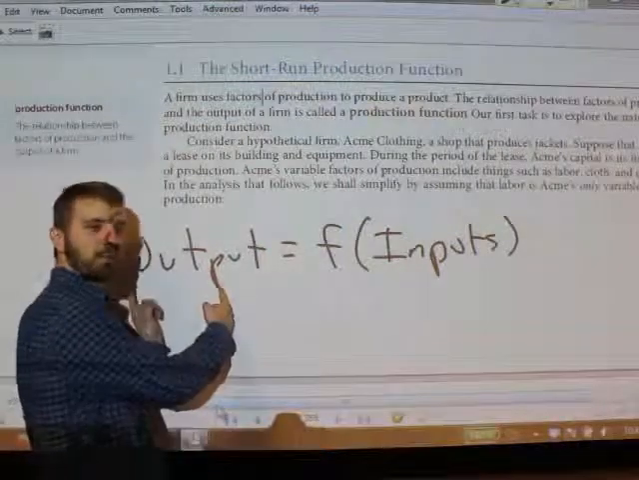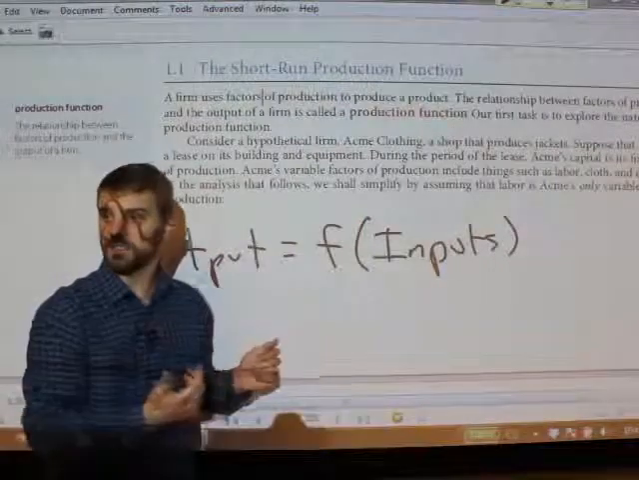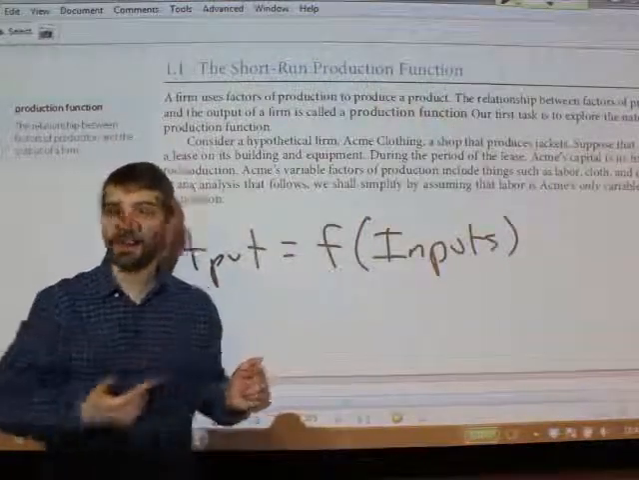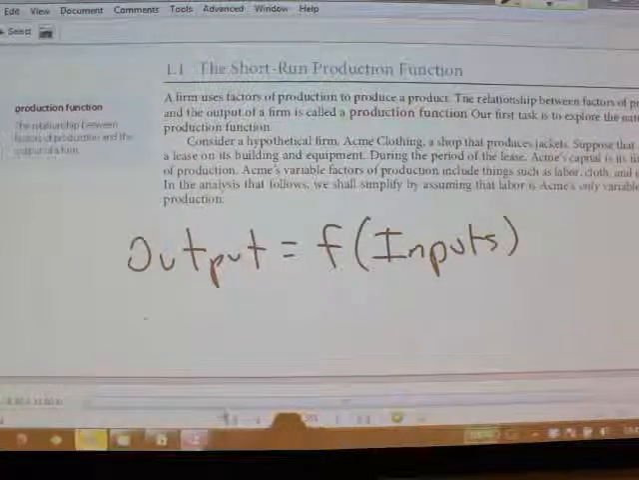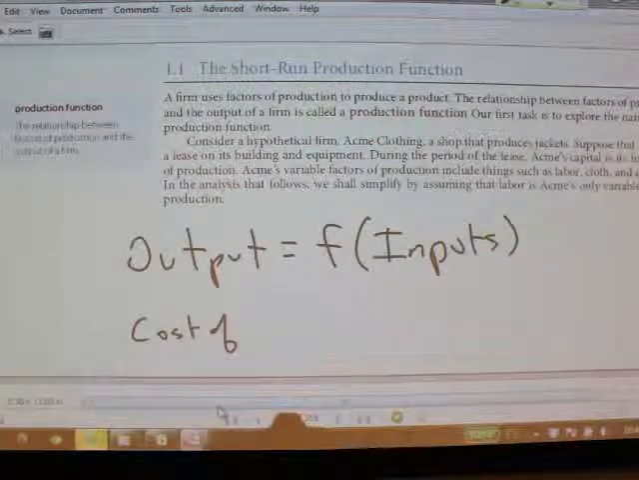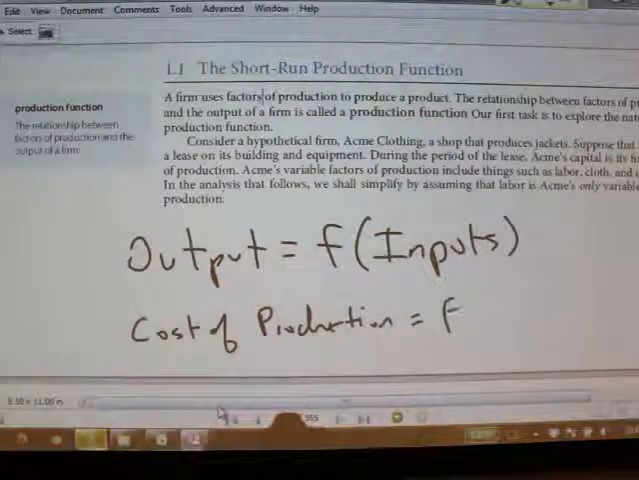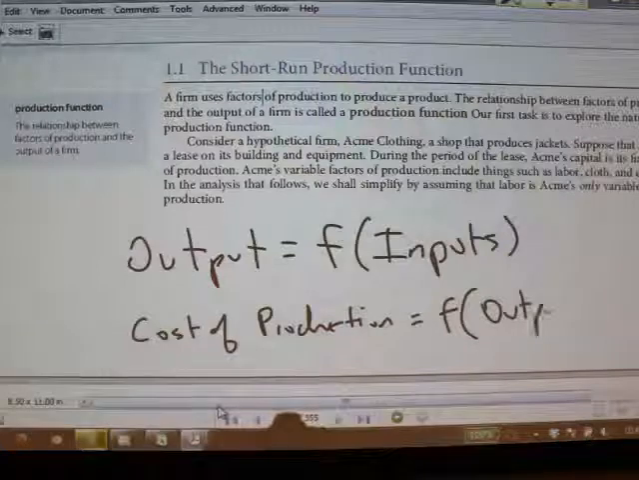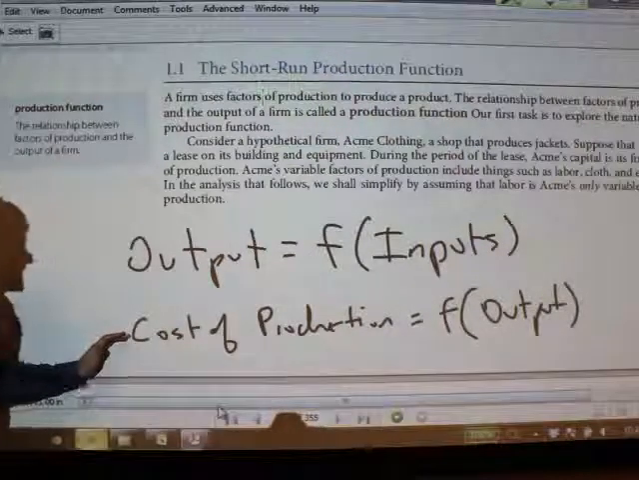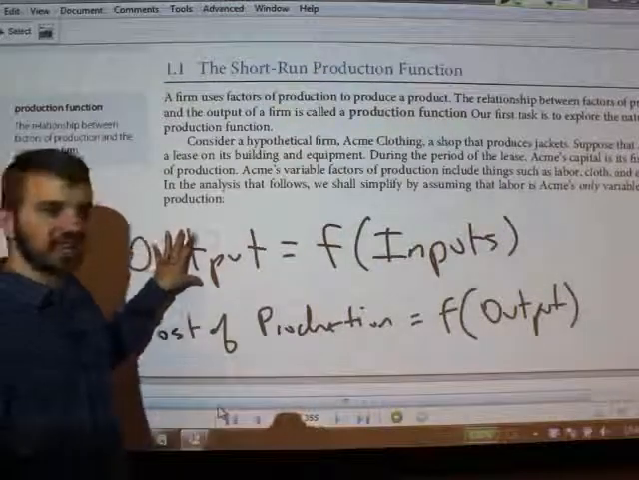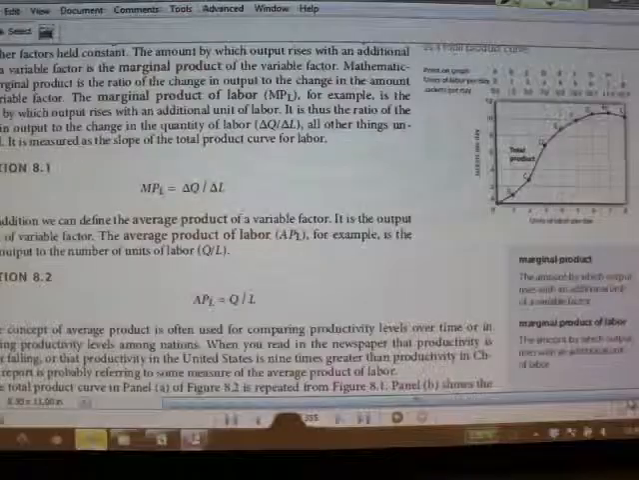Now, later on in this chapter, even in this very section, we're going to be looking at the cost of producing outputs. And we're going to look at not production functions, but cost functions. And when we do that, in about 5 minutes, we're going to see that cost of production is a function of output. So we're going to look at 2 types of functions in this section. And notice the left-hand side of the first one is the right-hand side of the second one.